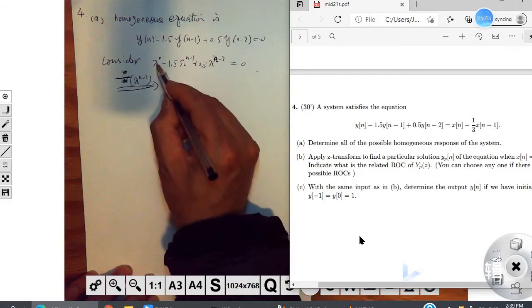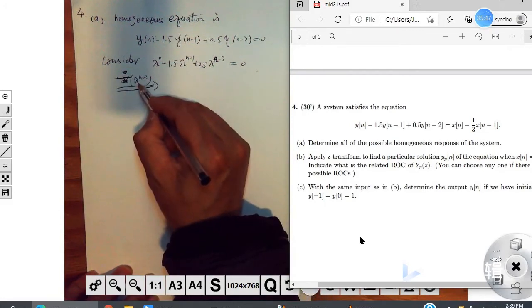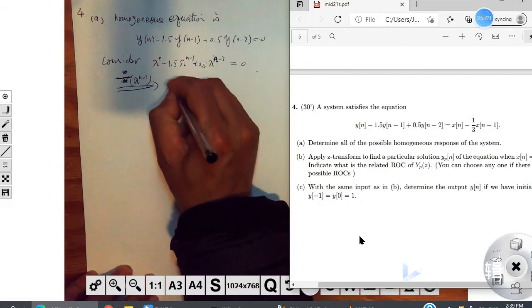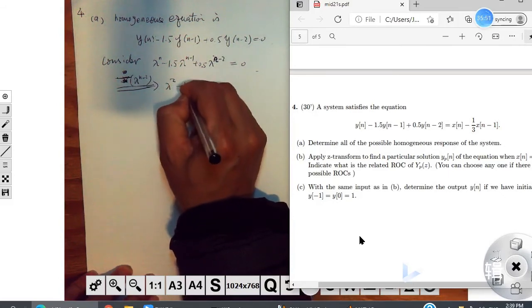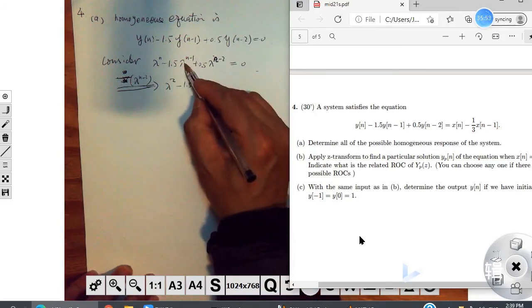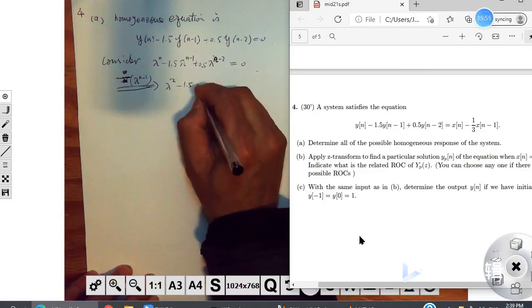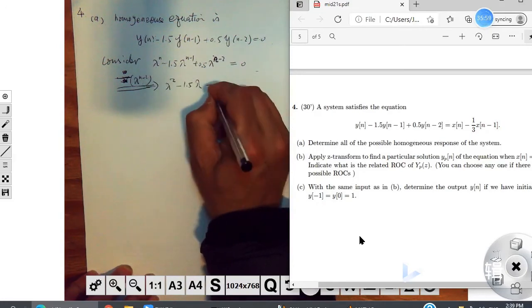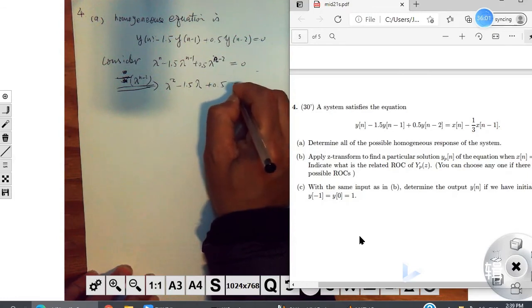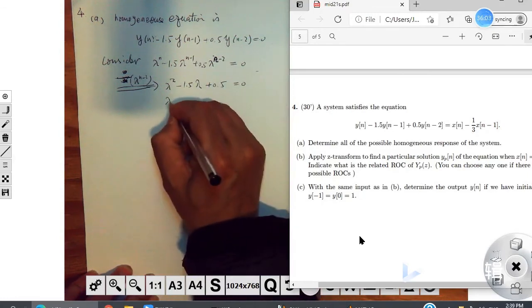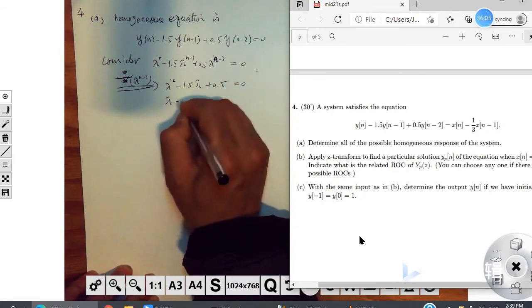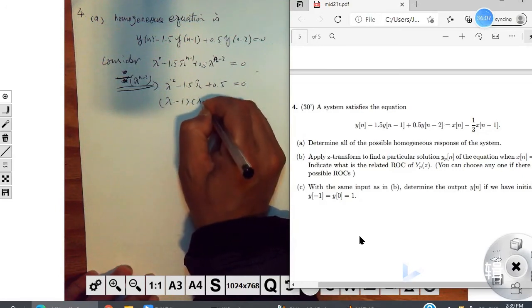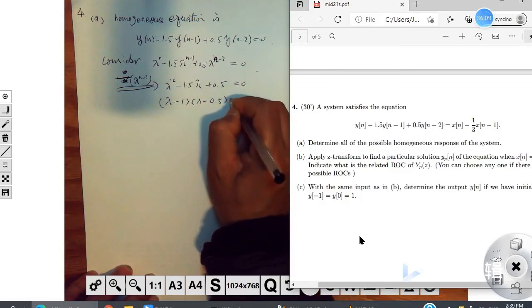So this one divided by this, you get lambda square. And this minus 1.5 times this one divided by this, you get lambda. And this one divided by this, you get nothing. So this is 0.5 equal to 0. Then we have lambda minus 1 times lambda minus 0.5 equal to 0.